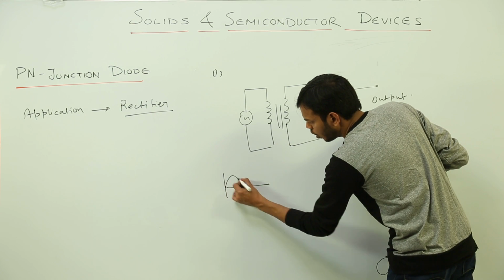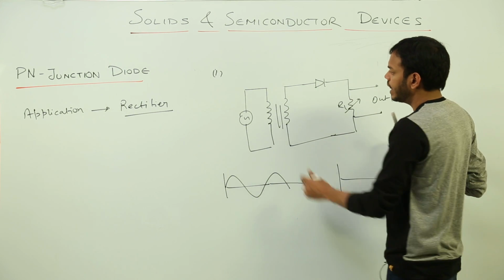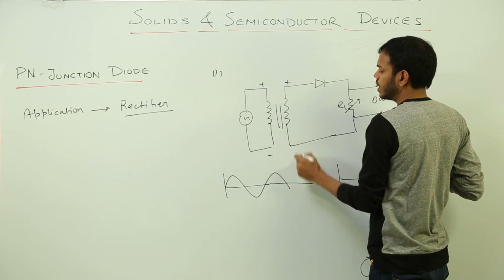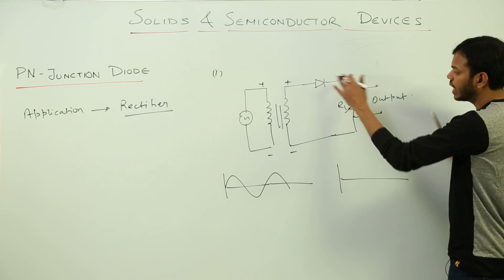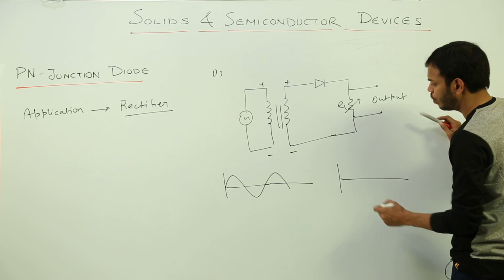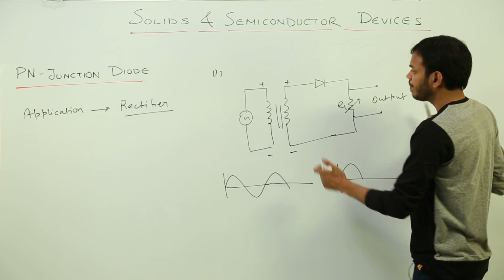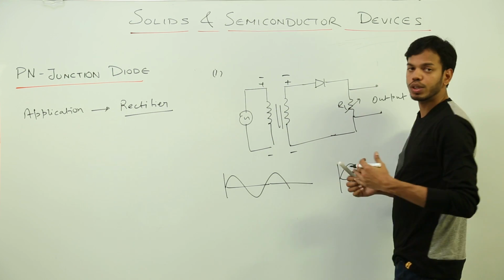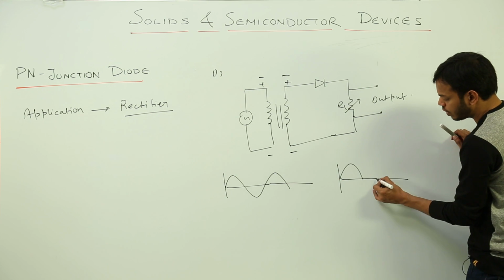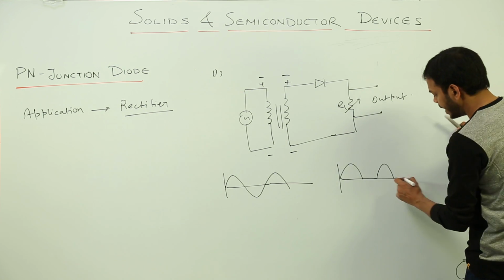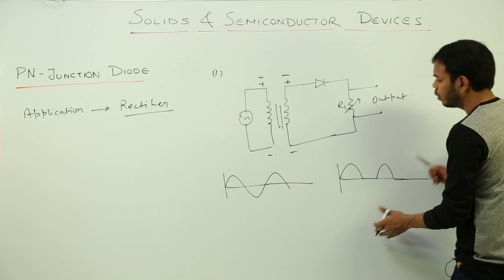Consider input signal or input AC source like this, and we have to talk about output. When this end is positive, this end is negative. So what will happen? The diode will be in forward bias state and diode will conduct, so there will be flow of current and the output will be obtained as there was input. During negative half cycle, the diode goes in reverse bias state and it will not conduct, so I'm not going to get any current. During next positive half cycle, it will be again forward bias state and next no current. So this is how half of the cycles of AC is converted into DC.